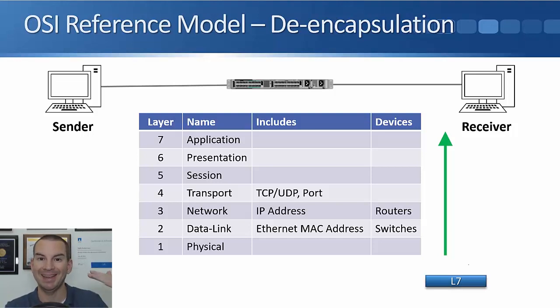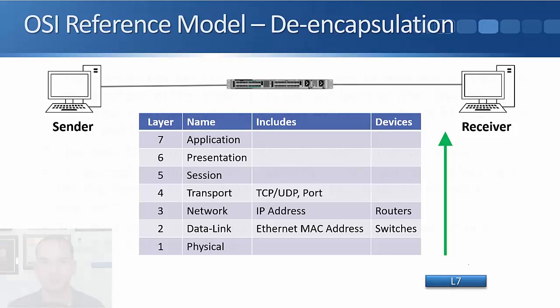At the sender side, again, we start off at the top layer, we work our way down to the physical layer, it goes across the physical layer, it will hit the receiver there, and it will then de-encapsulate going in the opposite direction, going from the bottom layer up to the top layer.